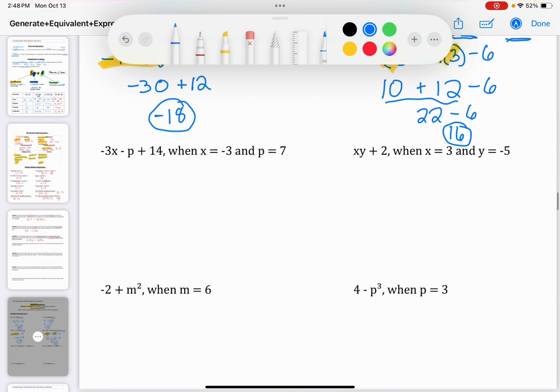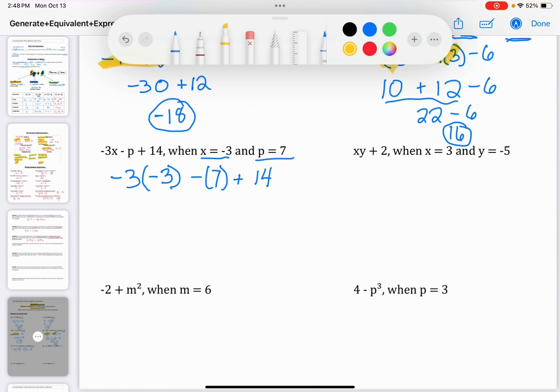All right, next one, I have negative 3x minus p plus 14. And it says when x equals negative 3 and p equals 7. I know some of my new Math 7 people, we're going to keep working on the negatives. So don't worry if you're struggling with the ones with the negatives, that's to be expected. We'll work on that. So in place of x, I'm going to put negative 3, minus 7, plus 14.